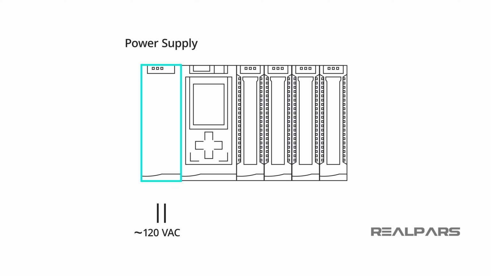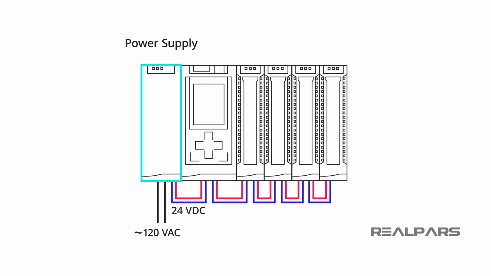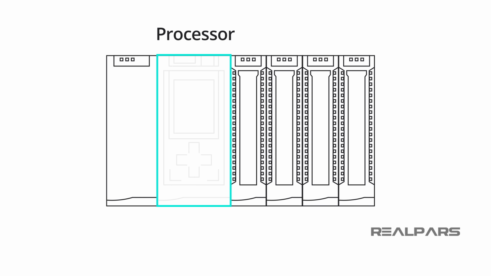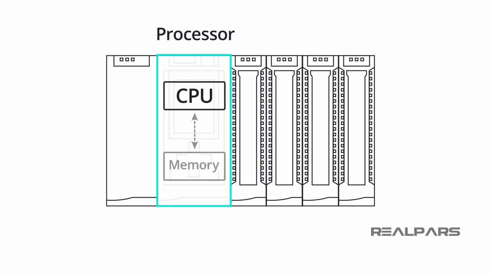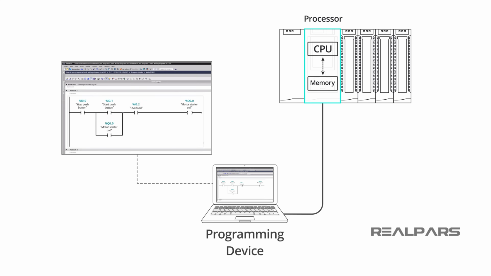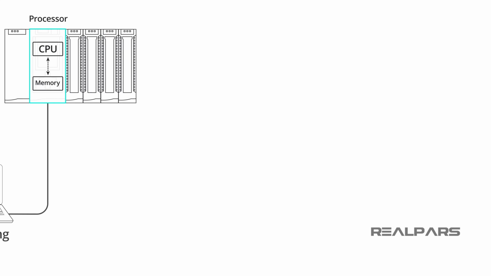The AC mains connected power supply provides DC power for the PLC modules, but not for field devices. The input-output modules are connected to digital or analog field devices. The processor consists of the CPU, or central processing unit, and memory. The programming device in today's industrial applications is usually a laptop or a desktop computer.